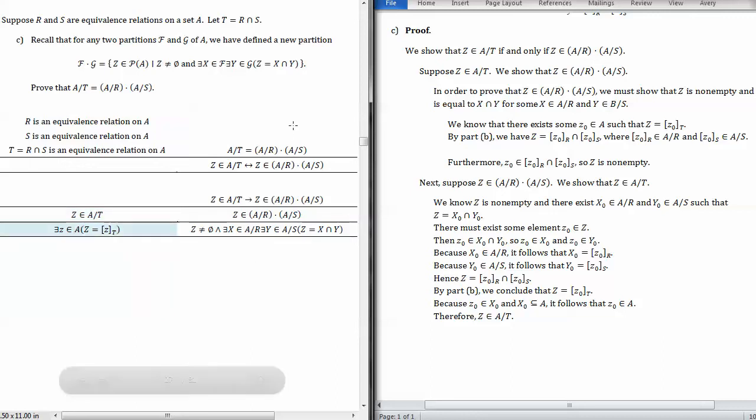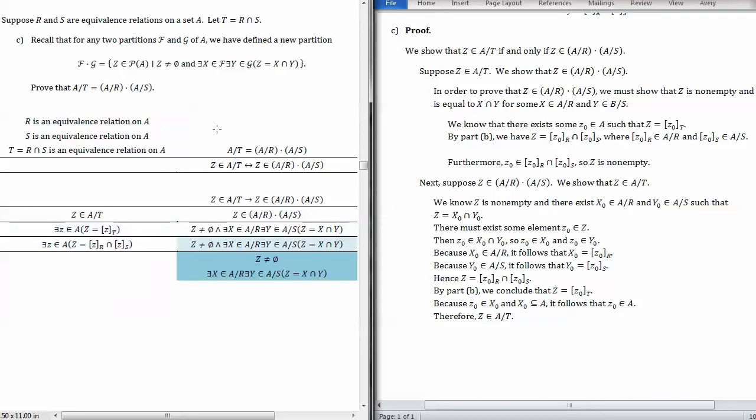And we can do existential instantiation on that to, well, pardon me, before we do that, we can use part B, which is where it's vanished from here, but that's where we showed that the equivalence class of z under T is the equivalence class of z under R intersect the equivalence class of z under S. Okay, and then we can split up the conjunction on our goals side. And here's where I do existential instantiation to get a z naught in A such that capital Z is the intersection of these two equivalence classes.